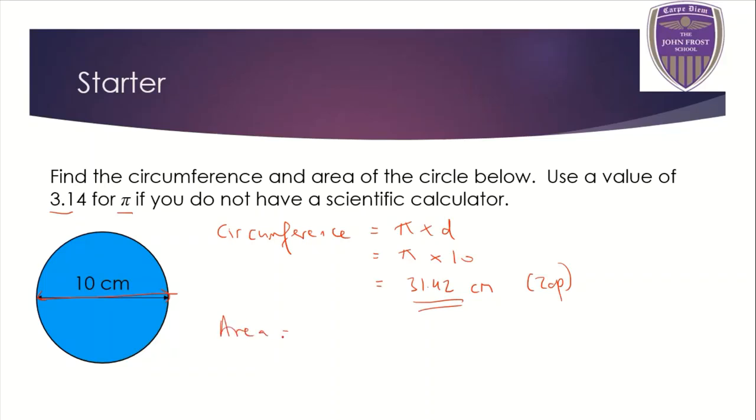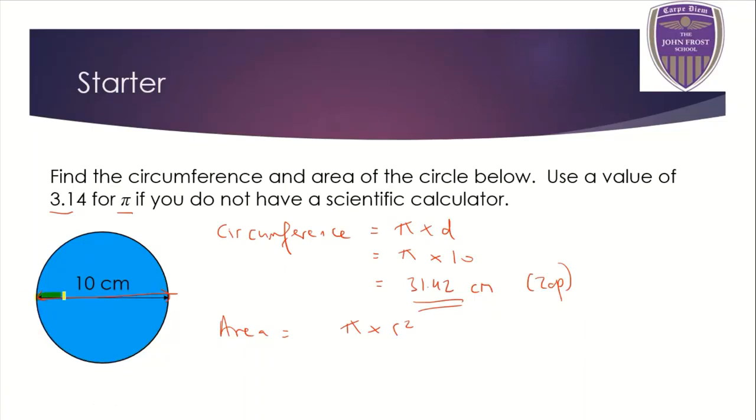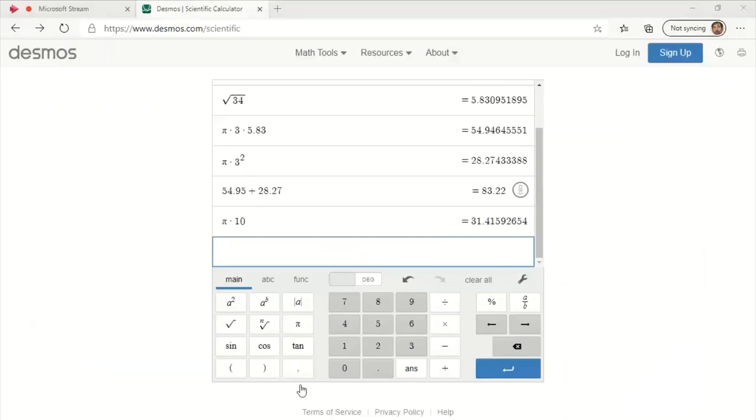The area is pi times the radius squared. Remember now, the radius is halfway across. So the radius is only halfway across here. So I hope we can see that the radius of this circle is not 10, it's 5, because half of 10 is 5. So I have to do pi times 5 squared. And on a good calculator, like my one on the screen now, you can just do pi times 5 squared.